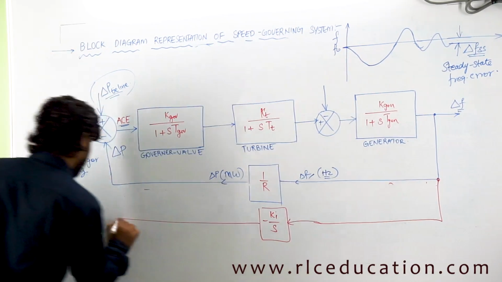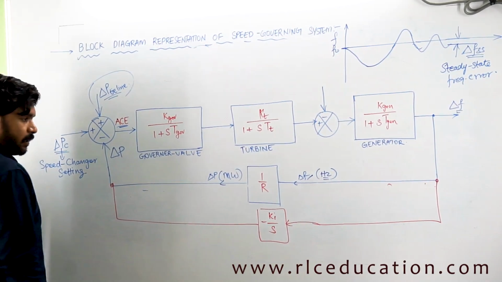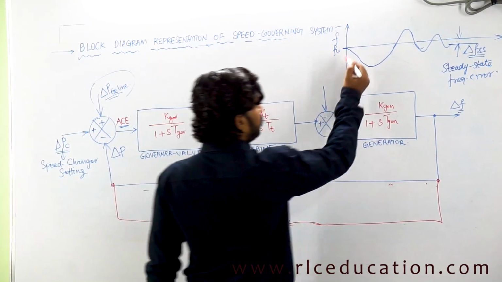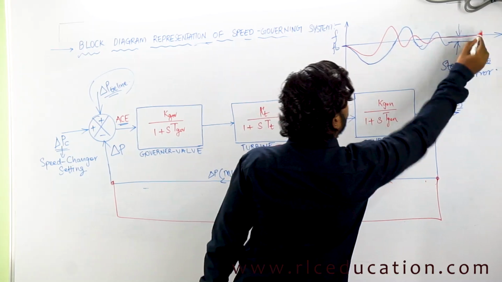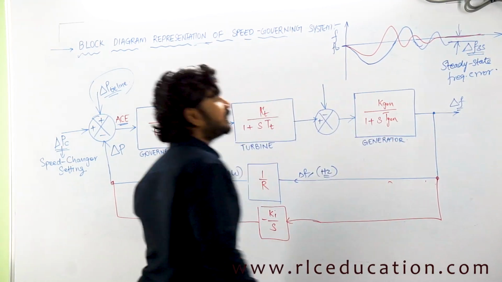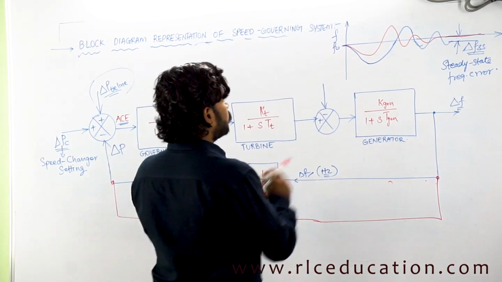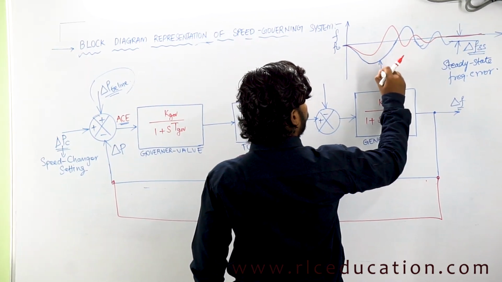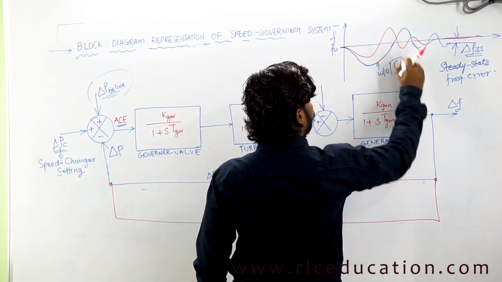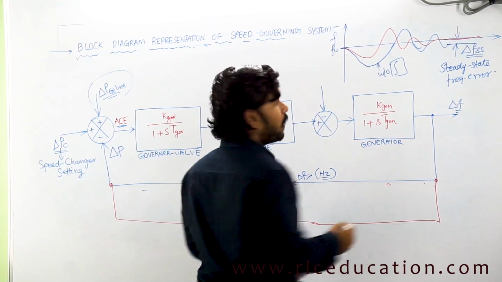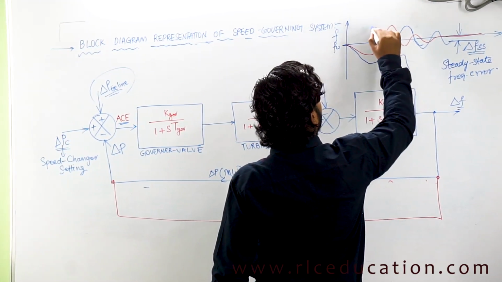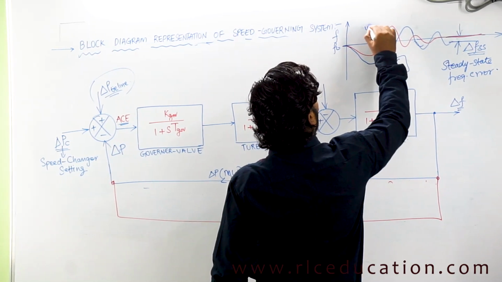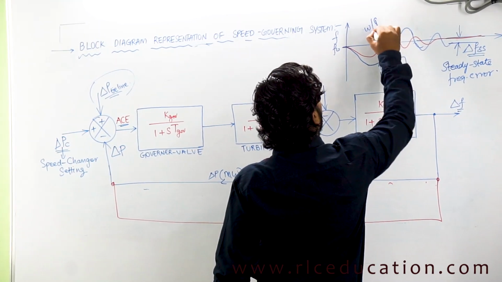If you add an integral controller to this existing system, then the system behavior was in this way. The behavior of the system was like this. That means the steady state error has been removed. So this graph represents without integral controller, and this indicates with integral controller.